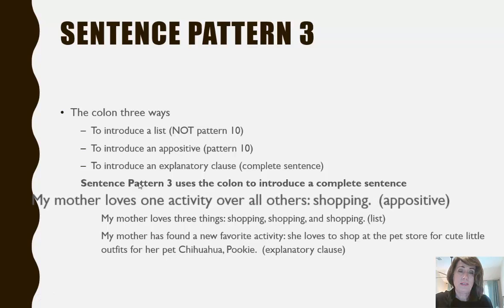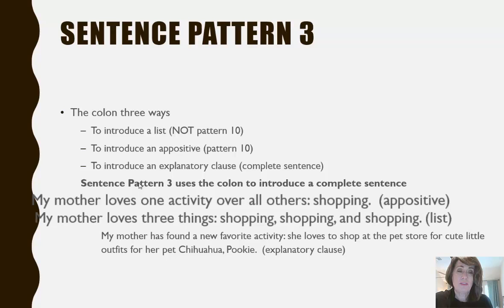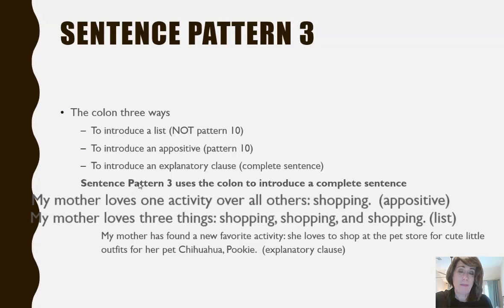Let's look at some examples. My mother loves one activity over all others: shopping. Notice how the colon introduces that appositive, that noun. And in this case, it's a single word, and it really draws emphasis to it. Or, my mother loves 3 things: shopping, shopping, and shopping. The colon introduces a list. But in this case, the drama really comes from repeating the word shopping.